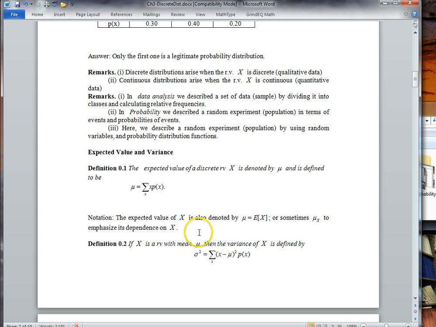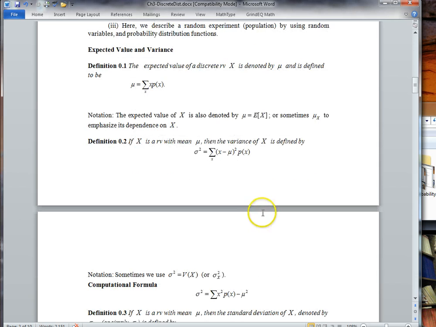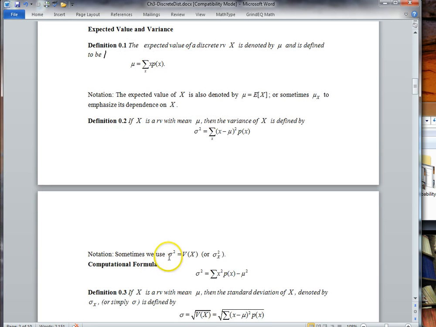Okay, if x is a random variable with mean mu, then the variance is defined this way, similar again to chapter 2. We take x, we subtract the mean, we square, and then we multiply by p of x, and then we add everything over all possible x values, and we call that the variance, or sigma square. So this is sigma square, the population variance. As notation, people use sigma square or V of x or sigma square sub x here.